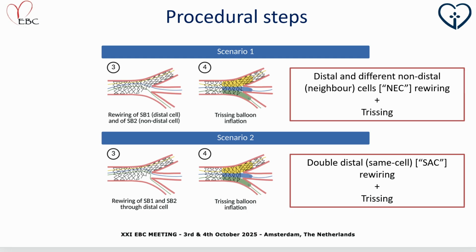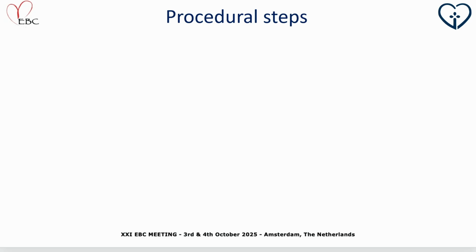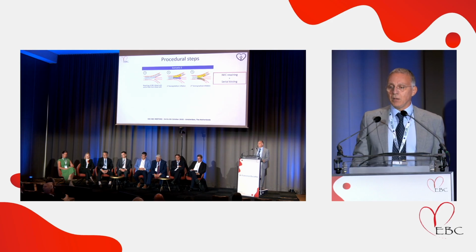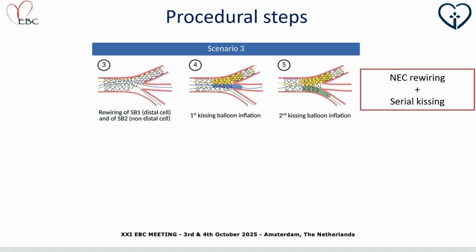Scenario 2 was to rewire both wires into the distal cell, aiming to achieve the rewiring of the two branches and tracing balloon inflation, and this is same cell rewiring plus tracing. Then we tested the possibility to have neighbor cell rewiring, so two different cells, and sequential kissing.